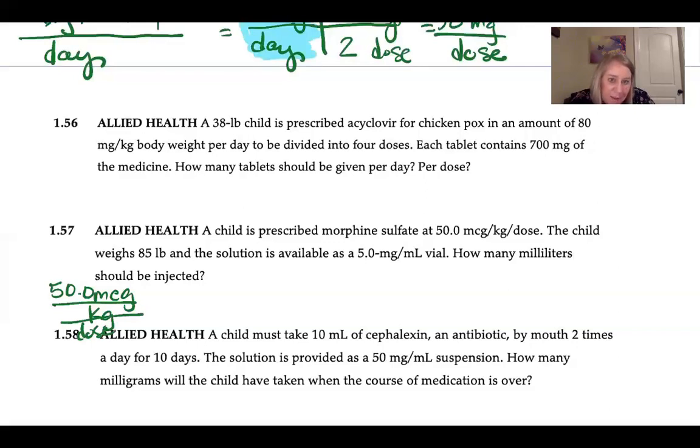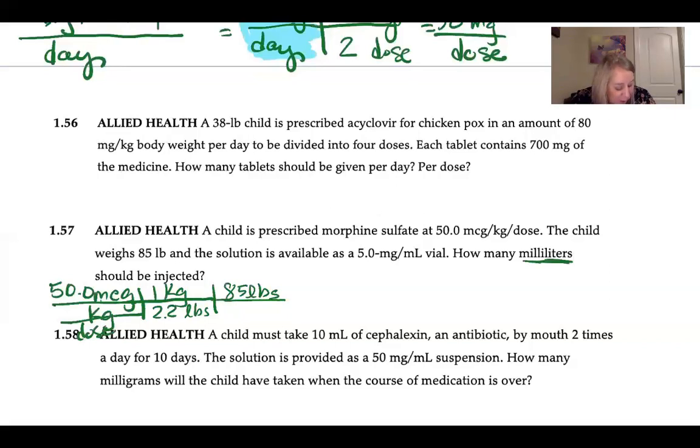I'm trying to get to milliliters injected. So here's my goal, milliliters injected. I have to base this on the patient's weight, but I can't do that in kilograms. So I have to convert. I know in 1 kilogram, I have 2.2 pounds. Now I can take into account their weight, and their weight said it was 85 pounds.